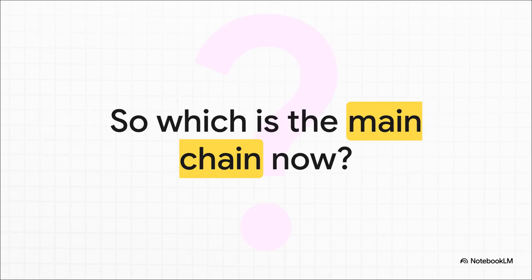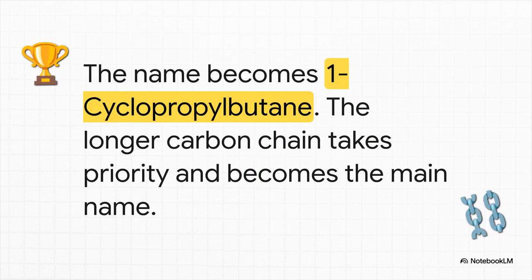So here it is, the moment of truth. We've got our little 3-carbon ring, but it's attached to a 4-carbon chain. The chain is now officially longer. So who's the main character in this story? And here's the answer. The chain takes over. That longer 4-carbon chain becomes our new parent molecule, butane. And the ring? Well, it gets demoted. It's now just a cyclopropyl group hanging off the side, like any other substituent.